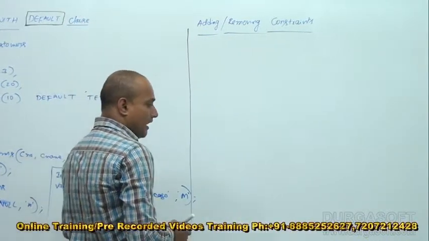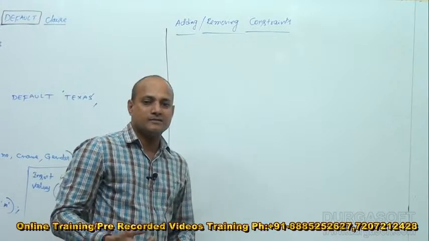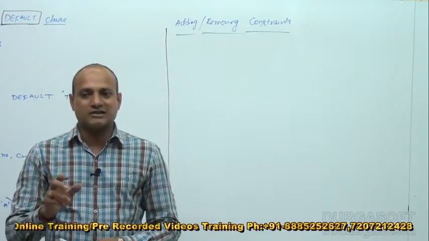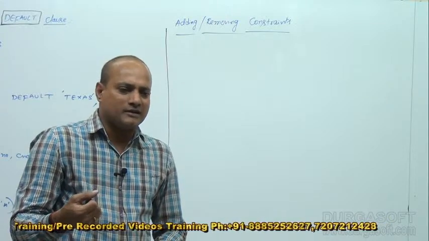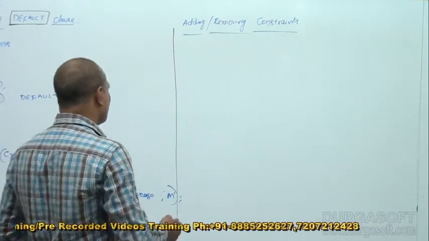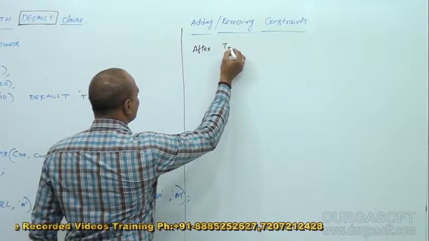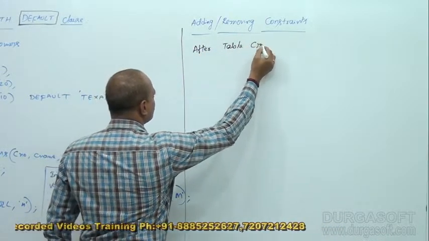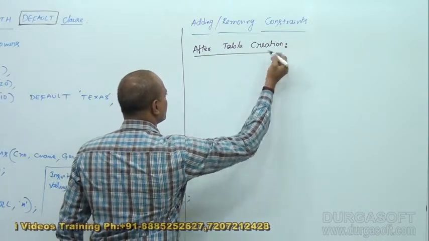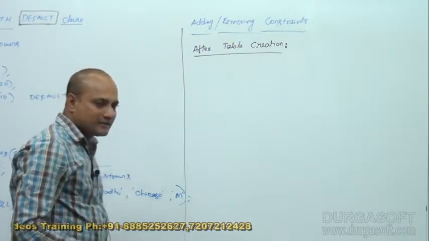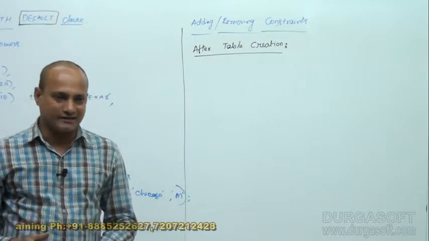This is what we are covering, along with table creation: how to define a constraint, how to change the constraint, how to modify the columns, everything we have seen already. Now see, after table creation, this is the point we are discussing. After table creation, how can I add a constraint? How can I remove a constraint?